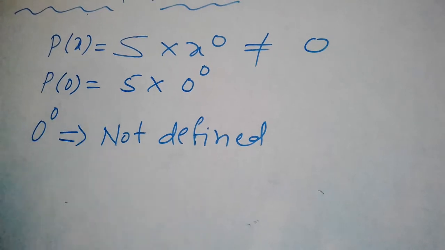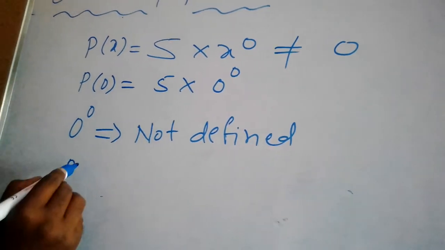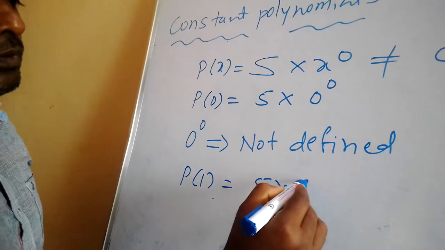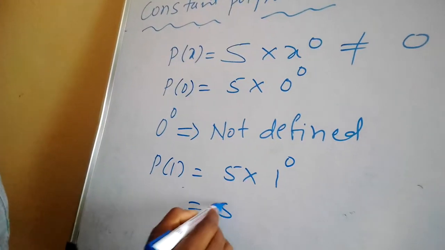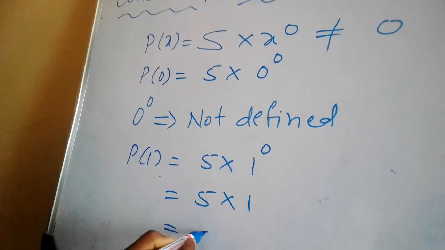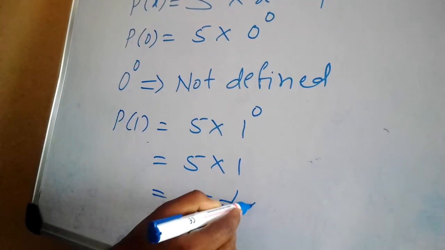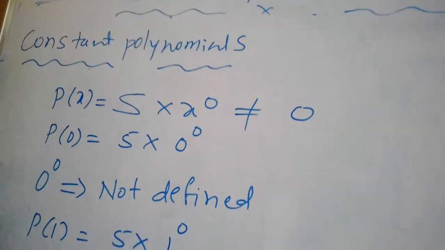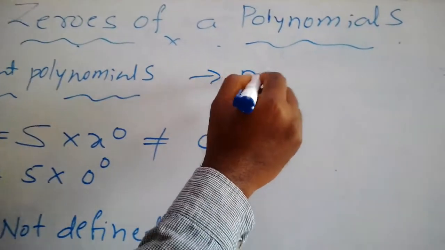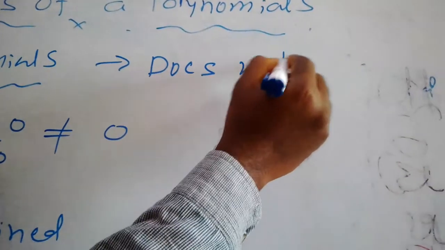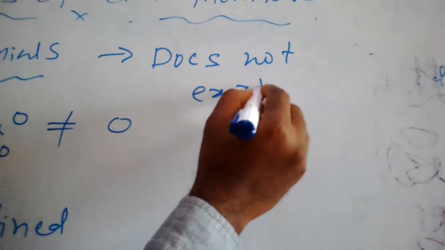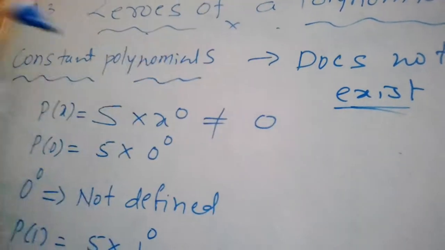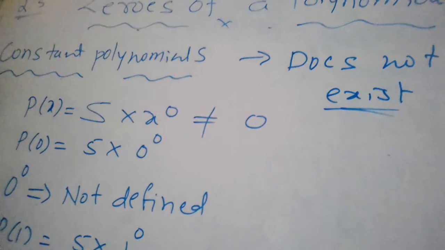Next example. Now the next value: p of 1 is equal to 5 into 1 raised to 0. 5 into 1 is equal to 5. Here also we are not getting 0. Therefore the zeros of a constant polynomial do not exist. Got it?